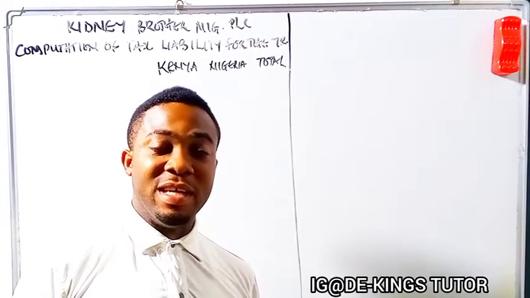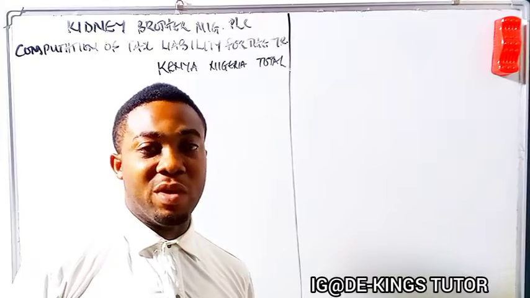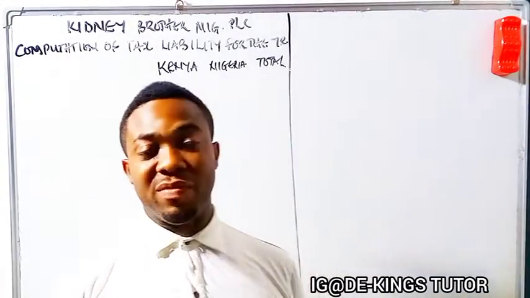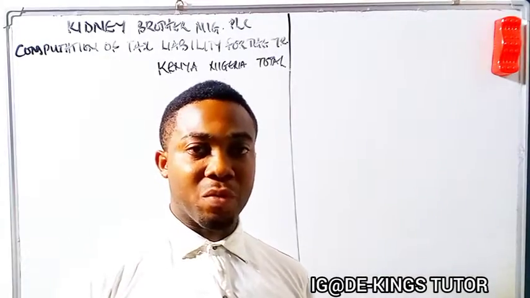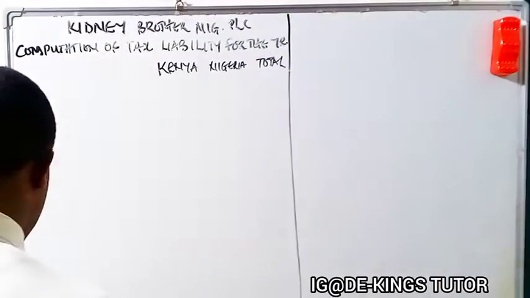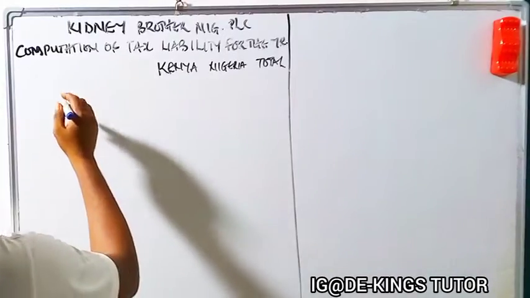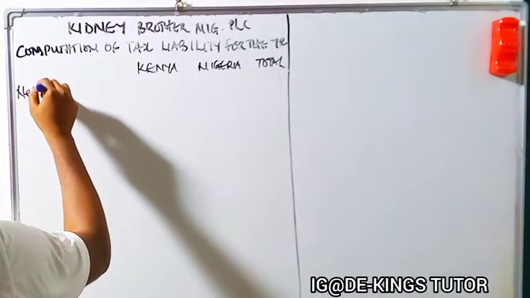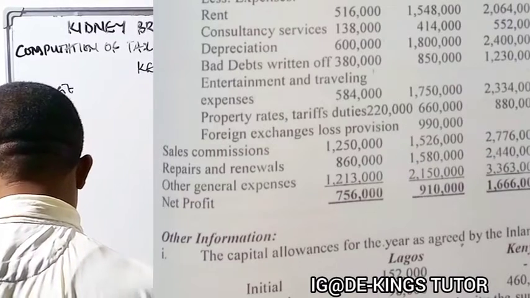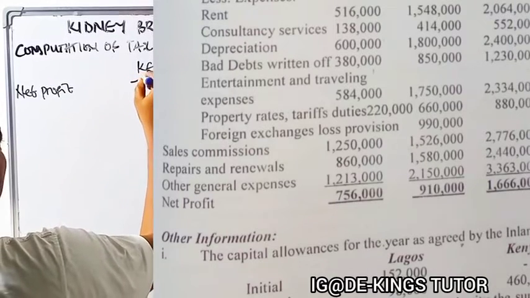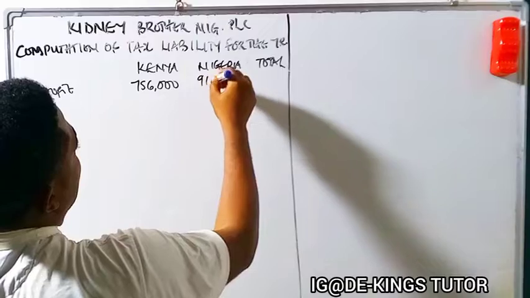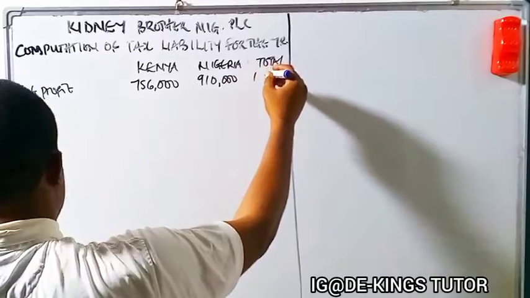Now, if you notice, when it comes to taxation, the profit to be taxable is not the same as our net profit, because there are some non-allowable expenses that were deducted to get the net profit that should be added back. So we're going to start from the net profit we got from the question. The net profit there is for Kenya, 756,000. For Nigeria, it's 910,000.